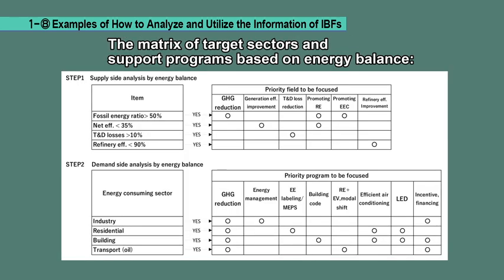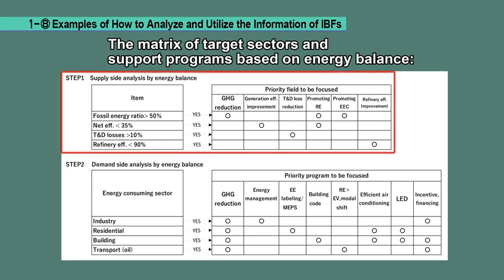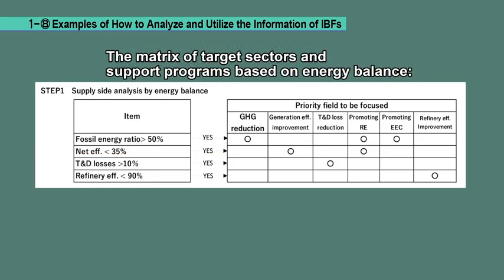Next, let's look at the matrix of target sectors and countermeasures based on energy balance. First, the upper part is about the supply side. This part also includes thresholds such as a fossil fuel dependency of 50% and generation efficiency of 35%. If dependency on fossil fuel is, say, 50% or higher, the matrix shows that typical countermeasure candidates are for GHG emissions reduction, introducing renewable energy, and promotion of EE and C.